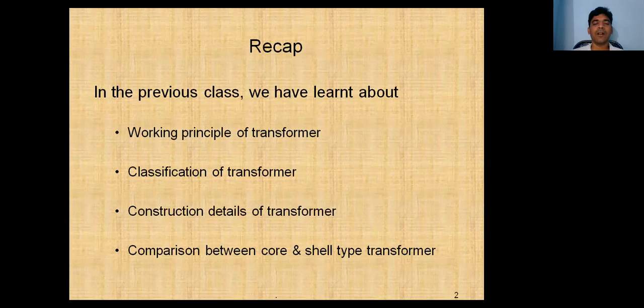Construction details of a transformer. The core is laminated, made of silicon steel, CRGO steel. Two windings transformer, and single winding transformer is auto transformer. Winding copper material we had discussed, and comparison. Core and shell type: core is for low voltage, shell type for high voltage. We had discussed this in yesterday's class.